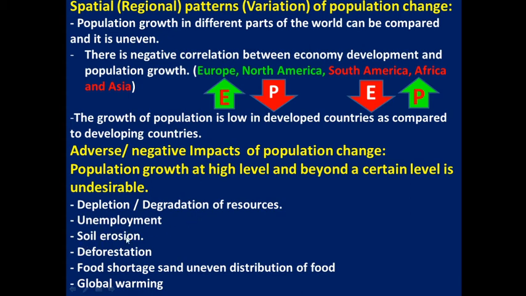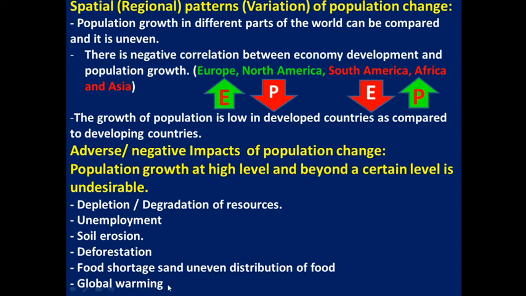Soil erosion because of overutilization of land resources, deforestation, cutting of the trees, food shortage, and uneven distribution of food. Food shortage means it may lead to famine and starvation problems in the world. So there is uneven distribution of food. Developed countries have better food security as compared to some of the poor, economically backward countries.